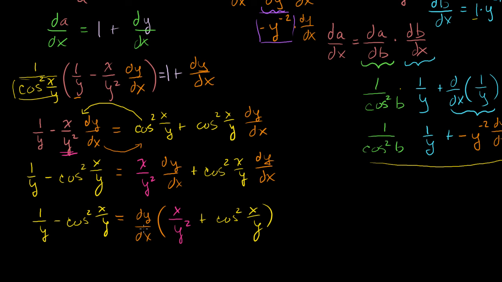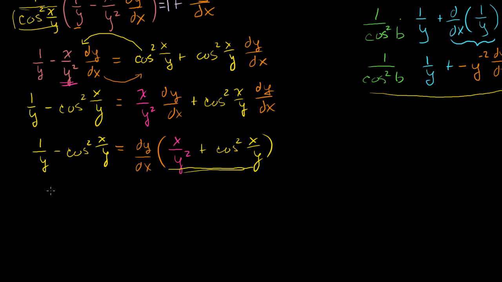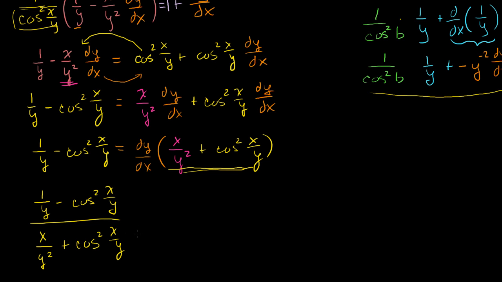Now to solve for dy dx, we just have to divide both sides of this equation by this expression right here. And then what do we get? If we just divide both sides by that, we get 1 over y minus cosine squared of x over y divided by this whole business right there, x over y squared plus cosine squared of x over y, is equal to our dy dx. And then we're done.